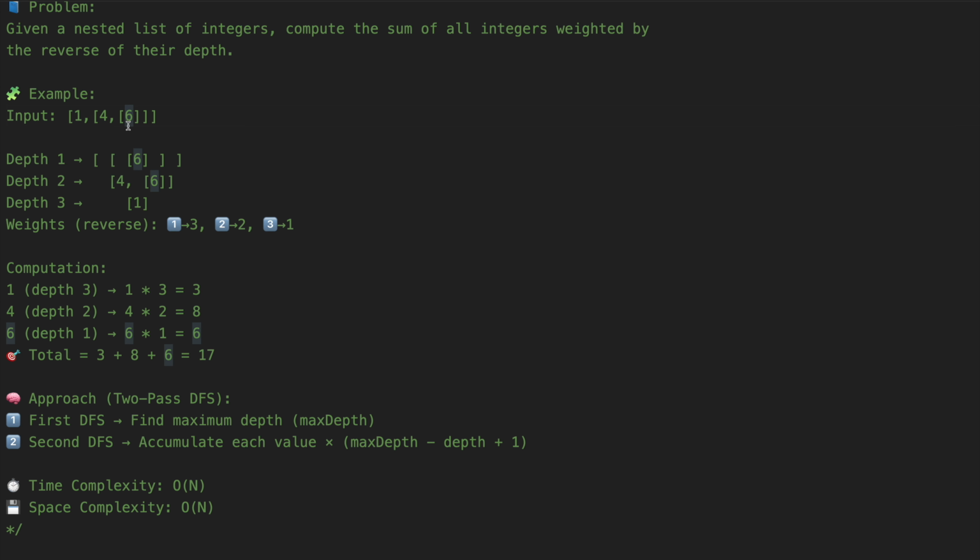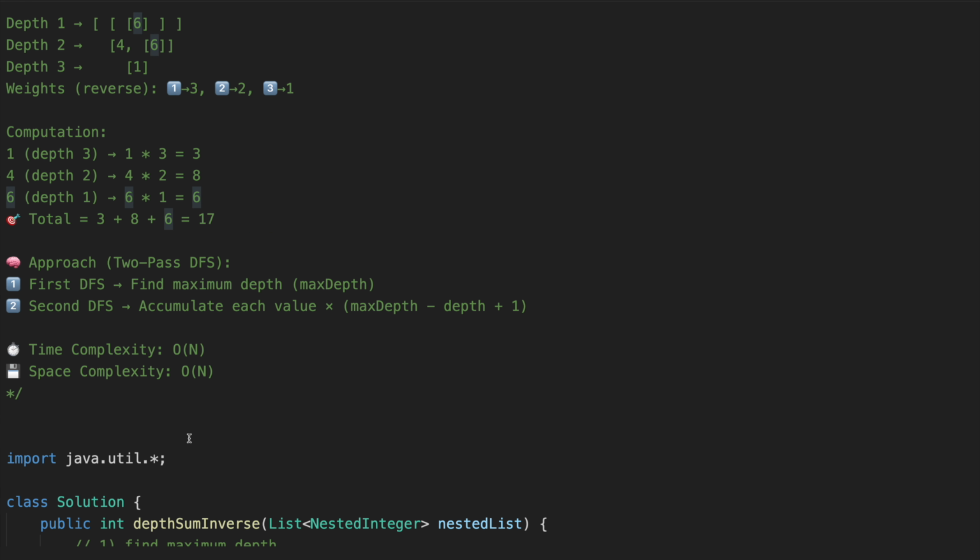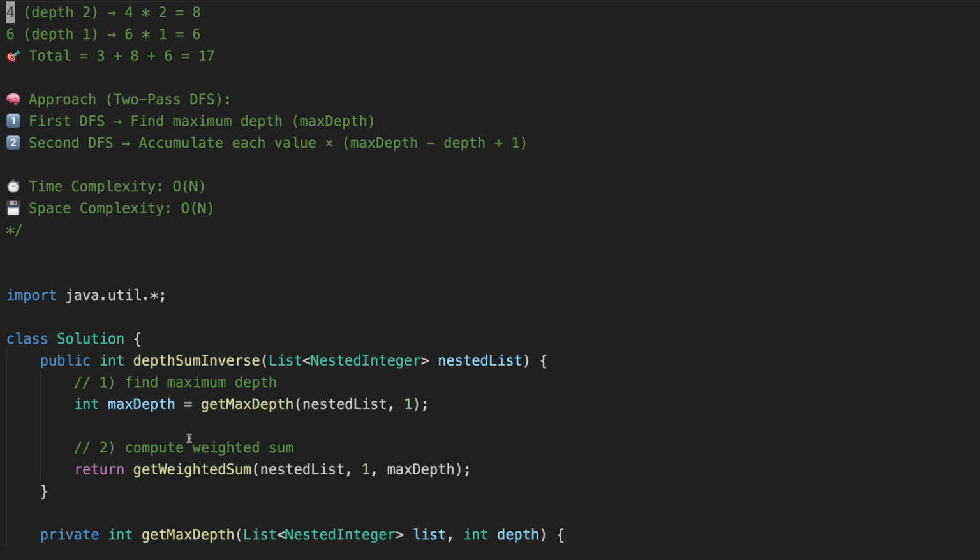So for example, let's say that we are here, at the second level. 3 minus 2 plus 1 gives us 2. So we multiply 2 by 4 and add that to our result. The time and space complexity in this case is O(n).